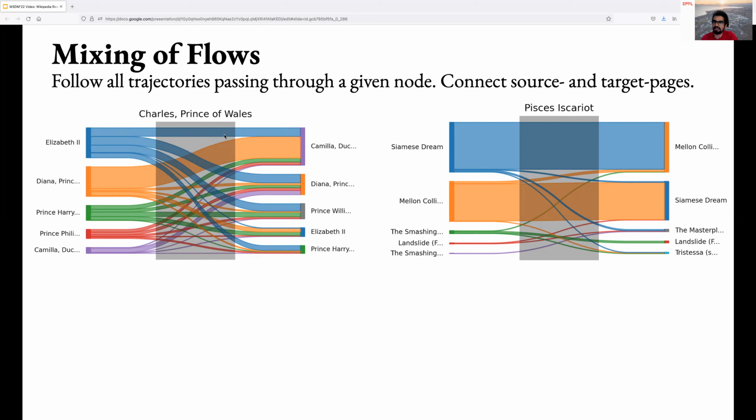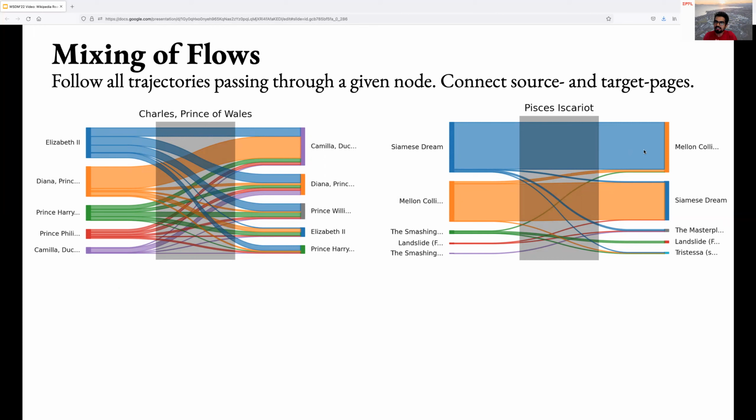And our intuition is that the higher this mixing, the lower the predictability, which becomes clearer when you look at both the plots. On the left side, it's unclear: even when we know the source, that is Elizabeth II, the targets appear almost equally likely. So we cannot predict with higher probability what's the usual target. On the other hand, on the right plot, what we can see is that it's most likely that we will take this path.